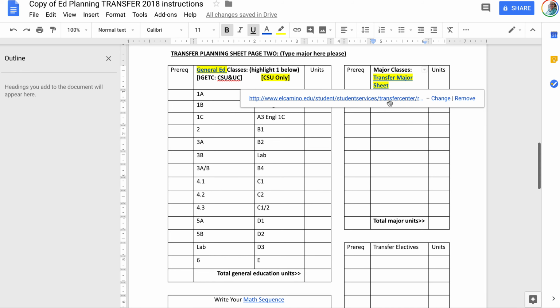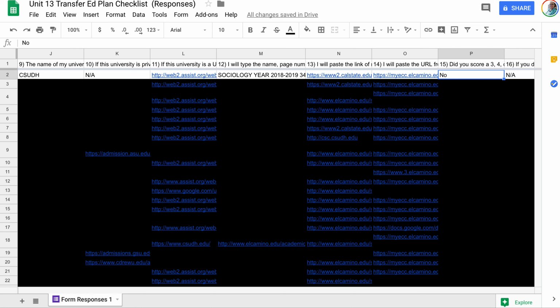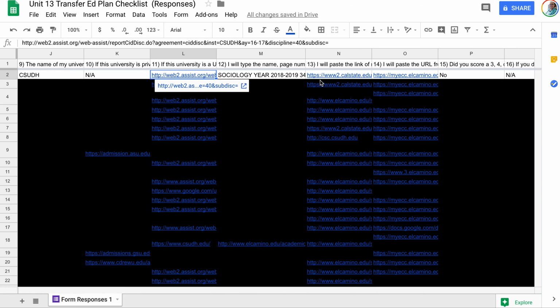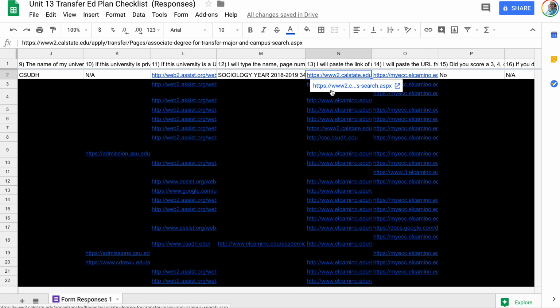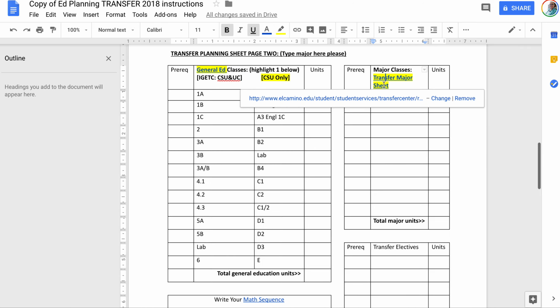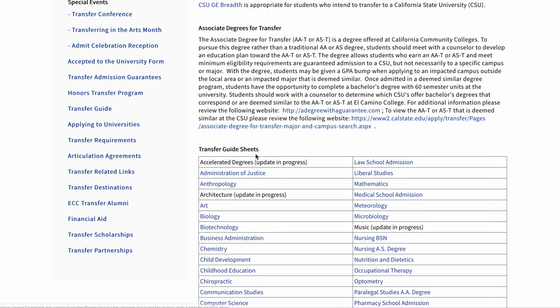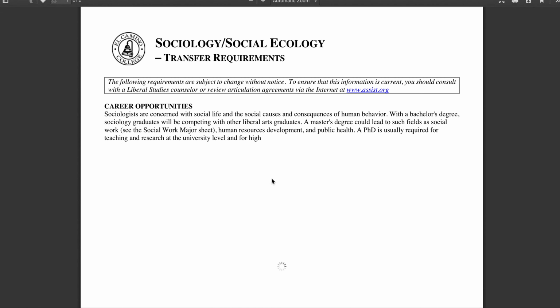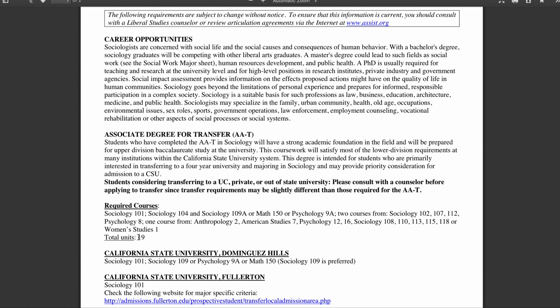Now the transfer major sheet for sociology, let me see, you have it here. No, this is not a transfer major sheet. Okay, so let me go get the transfer major sheet. Here it is, sociology. And then you're looking at these courses here, the required courses, 19 units for the AAT. So it's going to be about 6 courses.